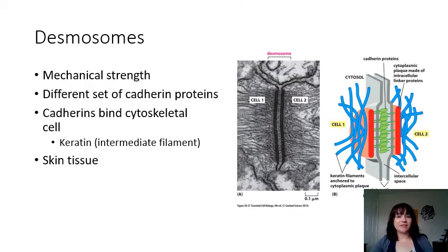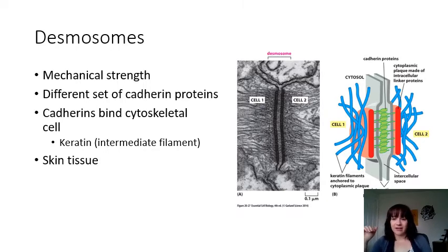The next type of cell-cell junction we have are desmosomes. These are quite similar to adherens junctions. They have a different type of cadherin protein that's mediating the interaction, and they're also interacting with the cytoskeleton. However, in this case, they are interacting with keratin, an intermediate filament, right? So adherens junctions are interacting with actin. Desmosomes are interacting with intermediate filaments, particularly keratin.